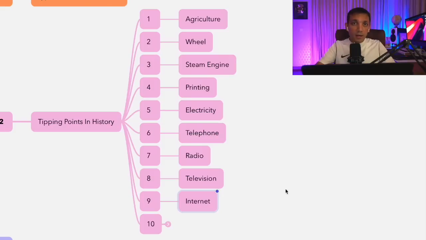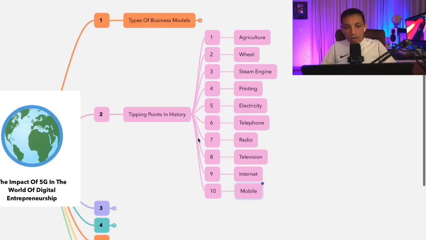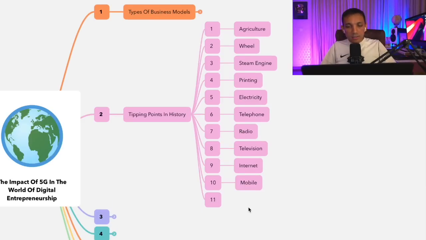2004 was Facebook, before that was MySpace and Orkut and all of that. I'm coming to the social media part later. This was a game-changing idea. And now we're looking at the mobile revolution. And now the tipping point is going to be higher speed internet, okay? More specifically right now, 5G.